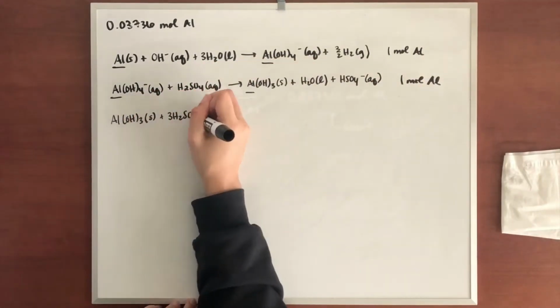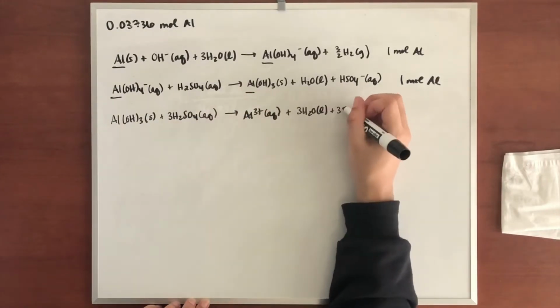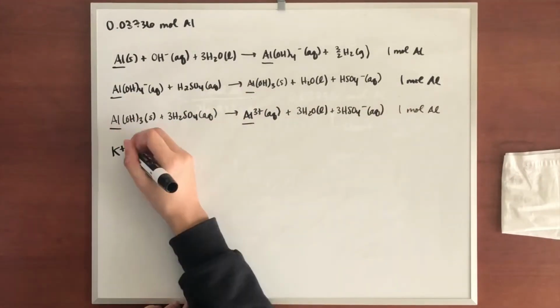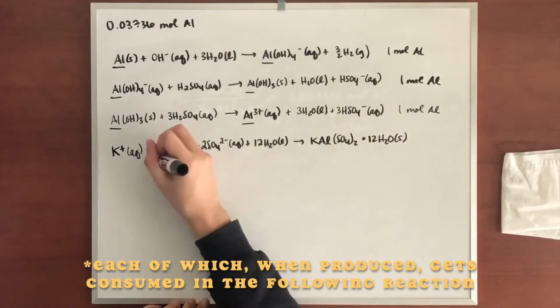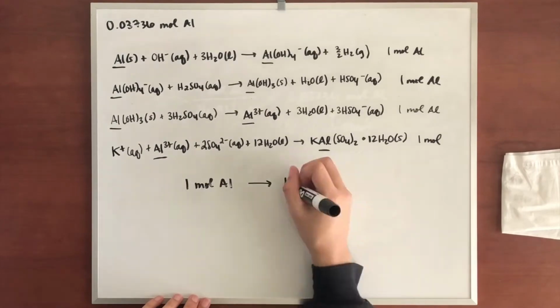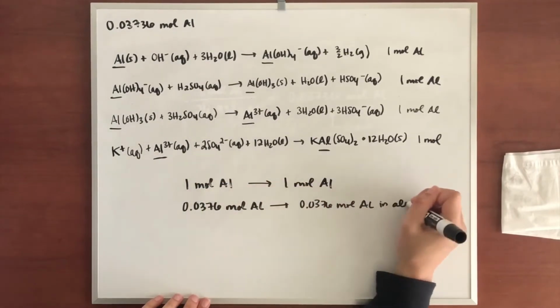So you can see for the first reaction we ended up with 1 mole of aluminum as a product, then the same for the second reaction, same for the third, and same for the fourth. So we end up with 1 mole of aluminum for every mole of aluminum that we originally started with.